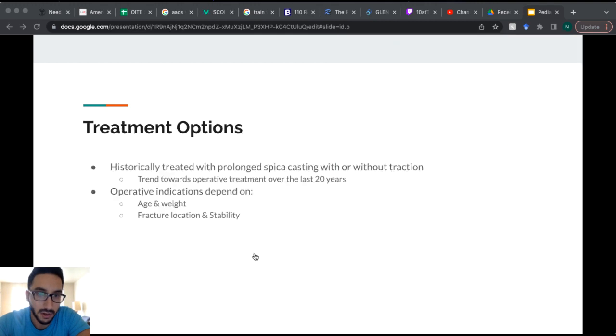So moving on. In terms of treatment options, historically these were treated with spica casting, with or without traction, although there has been a trend over the past 20 years towards more operative treatment, and operative indications depend largely on age and weight, as well as stability of the fracture.